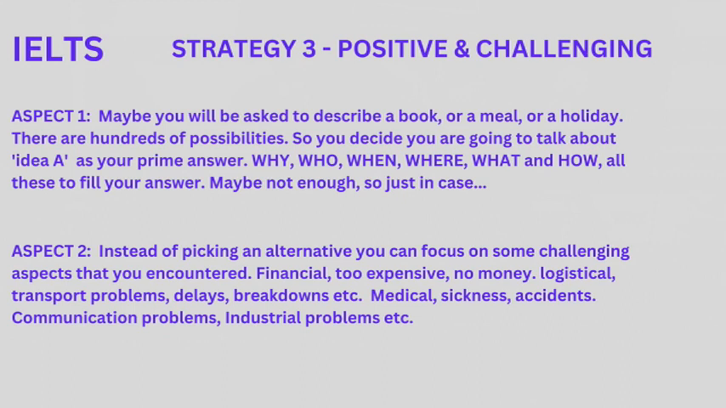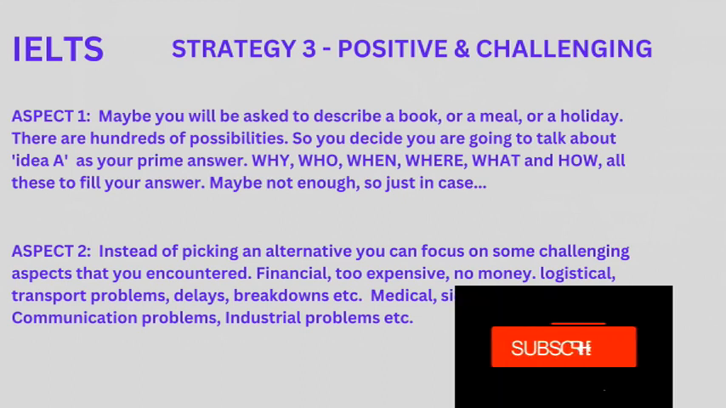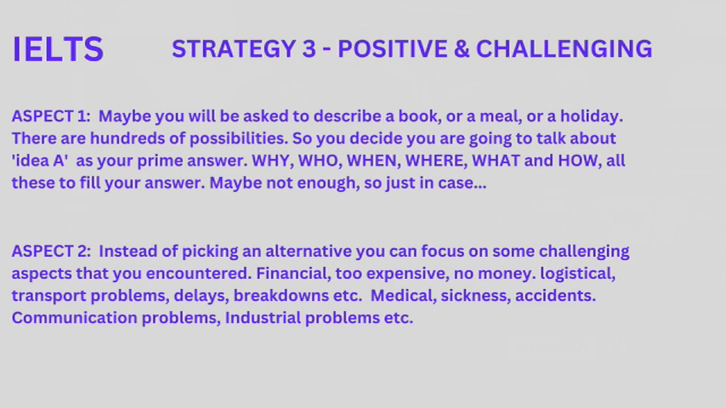whatever you were concentrating on, the holiday, with challenging aspects such as, for instance, financial, where things were too expensive and you didn't have enough money, or logistical, transport problems, delays, breakdowns, etc. Another one was medical problems, sickness, accidents, and then communication problems. You couldn't get in touch with the right people at the right time and you were left stranded, etc. Or indeed, industrial problems was another one, where there were strikes or protests going on that interfered with your plan or your time there. So that was the third aspect.